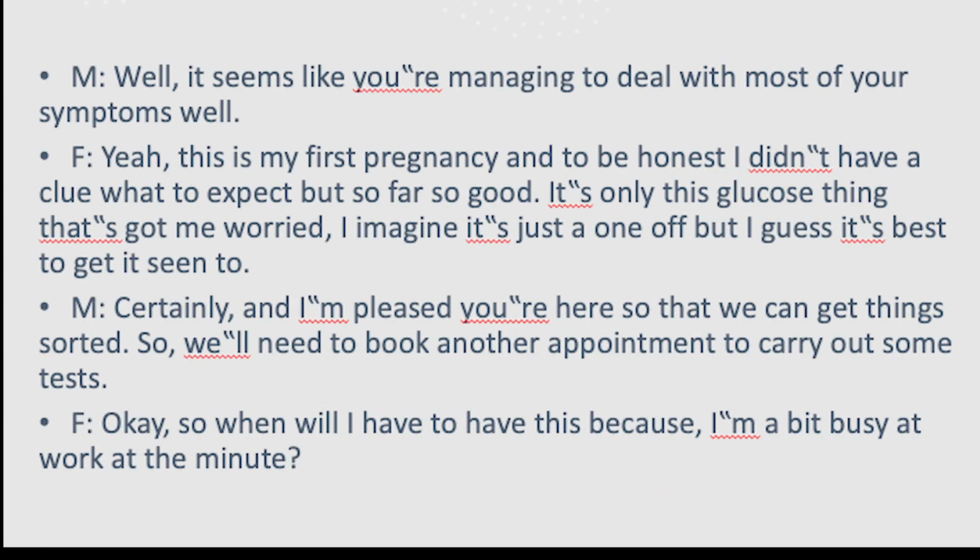Well, it seems like you're managing to deal with most of your symptoms well. Yeah, this is my first pregnancy. And to be honest, I didn't have a clue what to expect. But so far, so good. It's only this glucose thing that's got me worried. I imagine it's just a one-off, but I guess it's best to get it seen to.